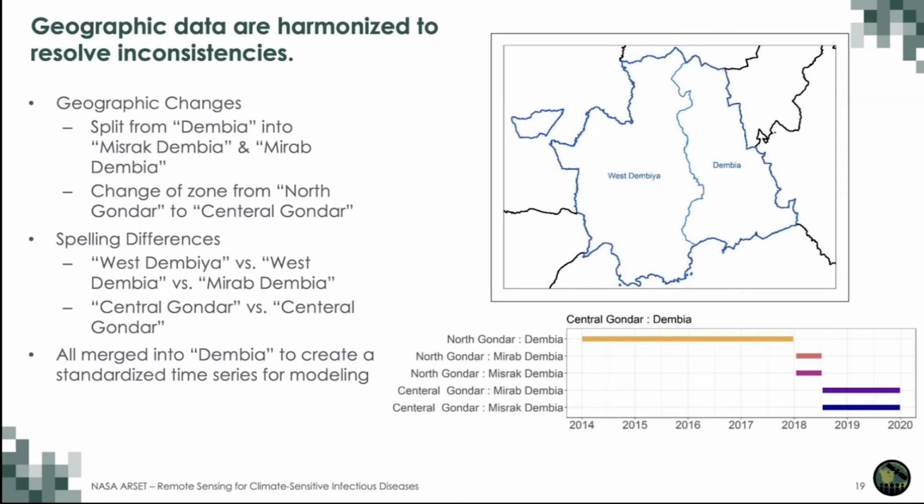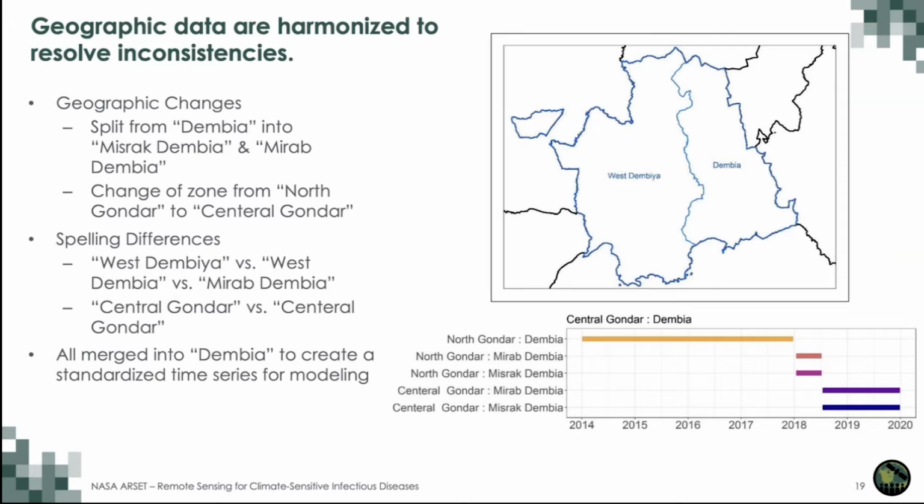One is that these Ethiopian districts are continually being split to deal with population increases. So that's a challenge. We don't have the same malaria data from the same spatial units over time. So generally what we do is we go back in time and aggregate everything to the oldest spatial resolution so that we have a consistent time series.